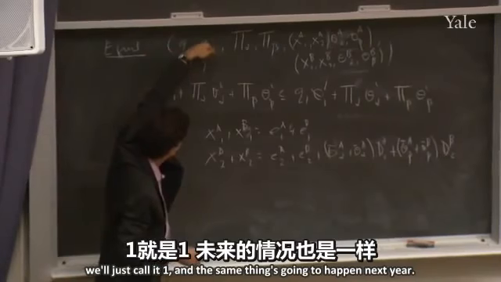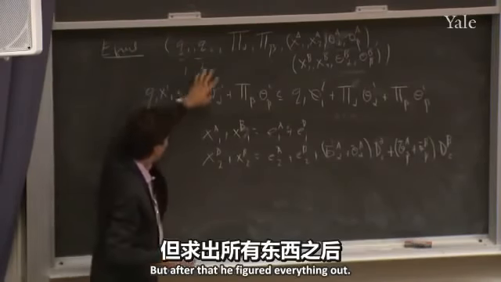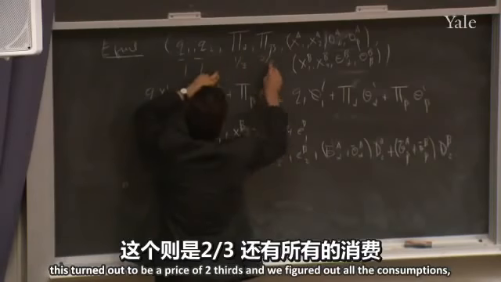And the same thing's going to happen next year. Who knows whether it's dollars or cents or francs? So we're going to call it 1 again. But after that, he figured everything out. This turned out to be a price of 1/3. This turned out to be a price of 2/3.